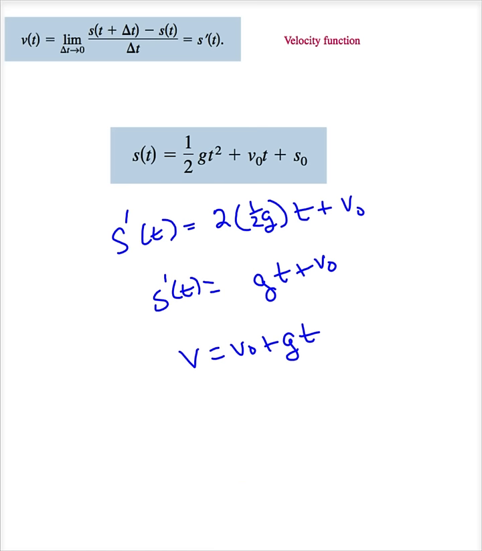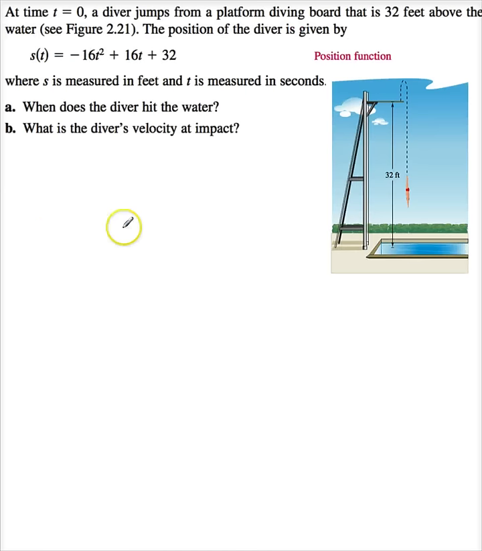So, suppose I give you the formula. I tell you that a diver is jumping off a platform that's 32 feet above the water, and his position is given there, where s is measured in feet and t is in seconds. When does the diver hit the water? Now, you do need to be able to interpret these questions. It hits the water when your s position is 0, because he's starting up high. So he hits the water when s of t is 0.